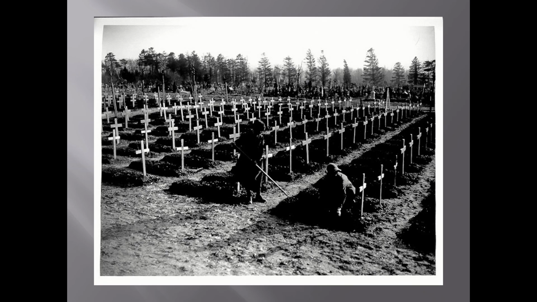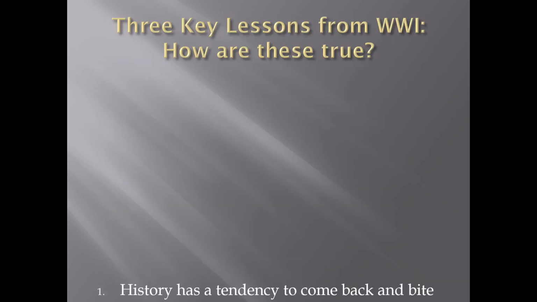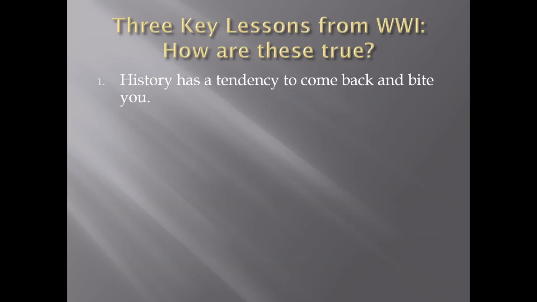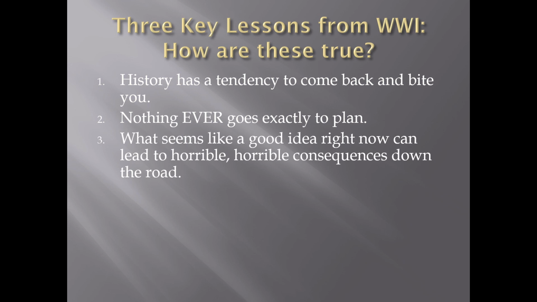All right, so that's the toll for World War One. We said that there were 3 key lessons from World War One. That history has a tendency to come back and bite you. What's an example of that? The Franco-Prussian War and this war and the ending terms. Nothing ever goes exactly to plan. Schlieffen Plan is a great example of that. And what seems like a good idea right now can lead to horrible, horrible consequences down the road, right?